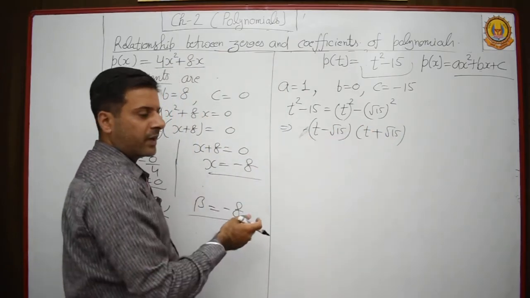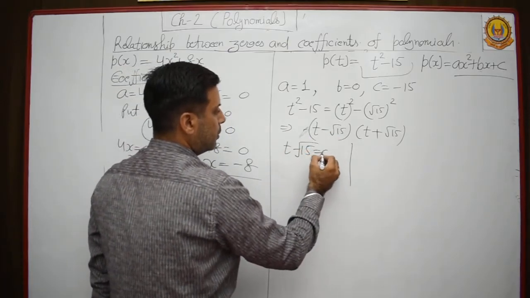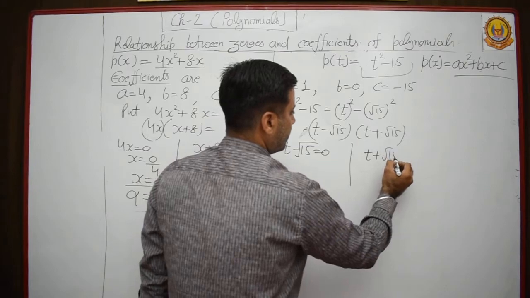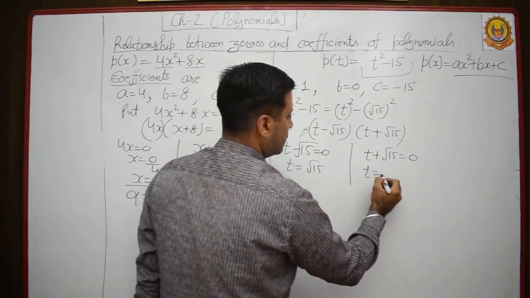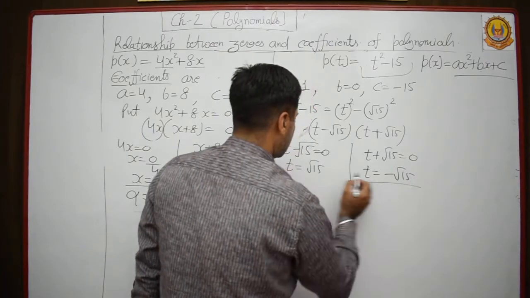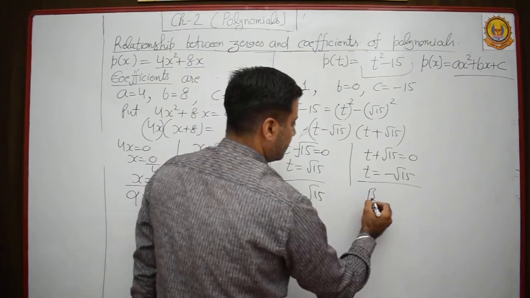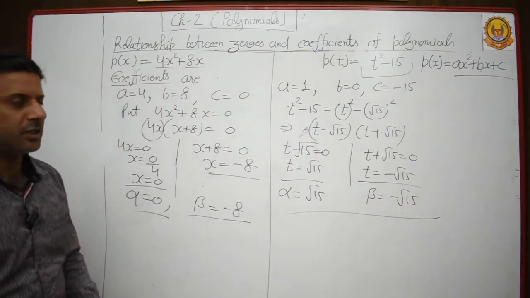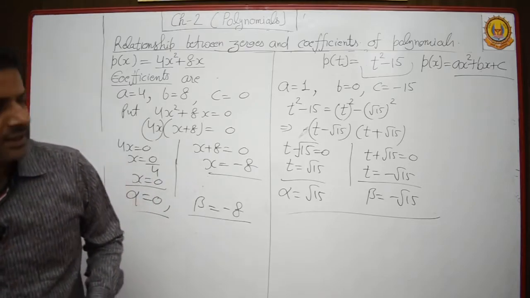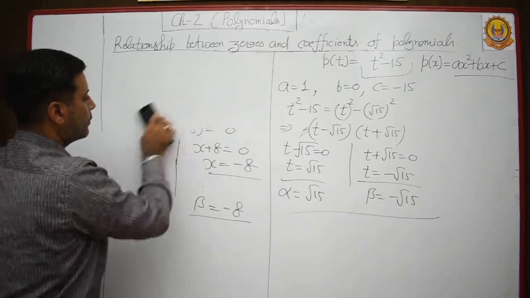Now we have two factors. Put each factor equal to 0. You will get t is equal to under root 15 and t is equal to minus under root 15. So assume one as alpha and the other as beta. And now you can verify the relationship between the zeros and the coefficients. So this is the relationship between the zeros and the coefficients of a quadratic polynomial.